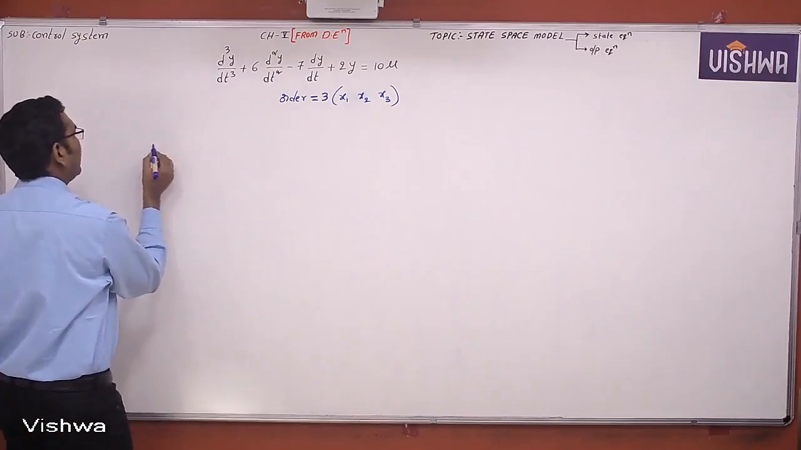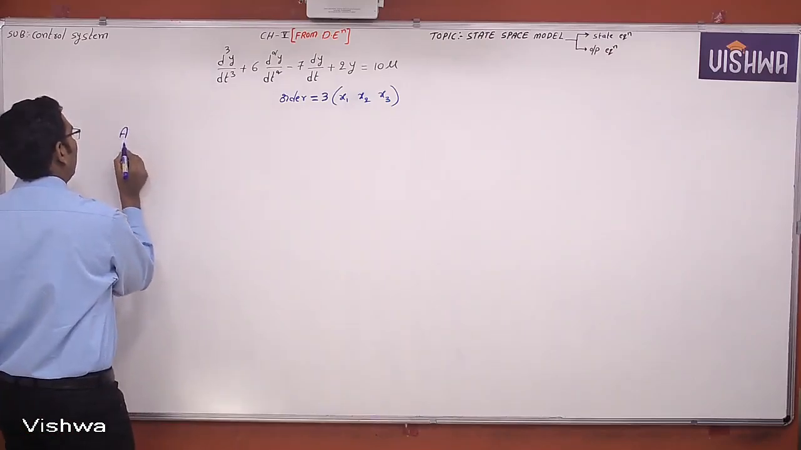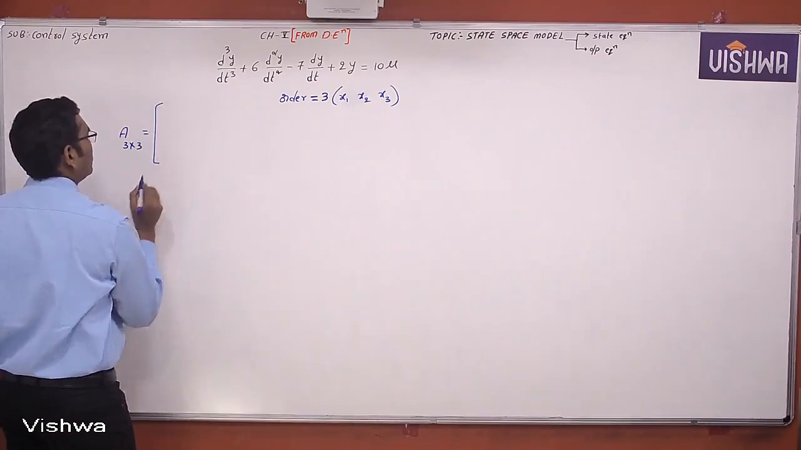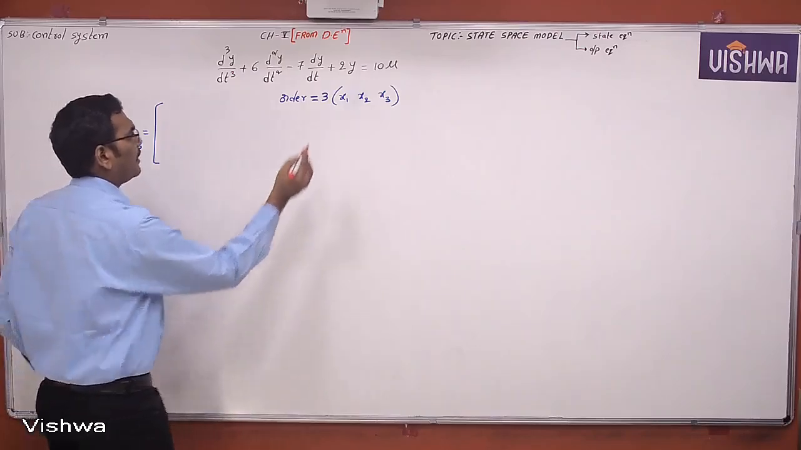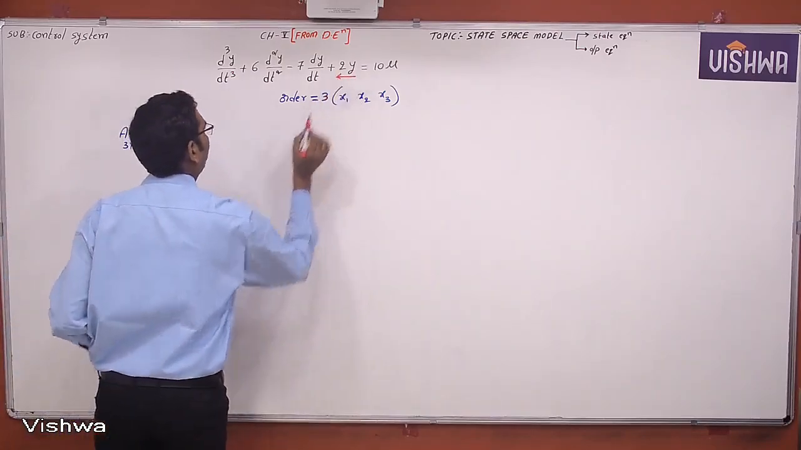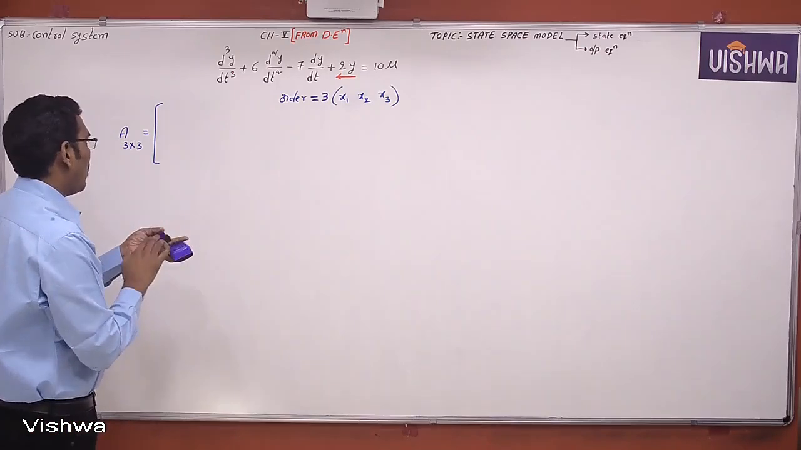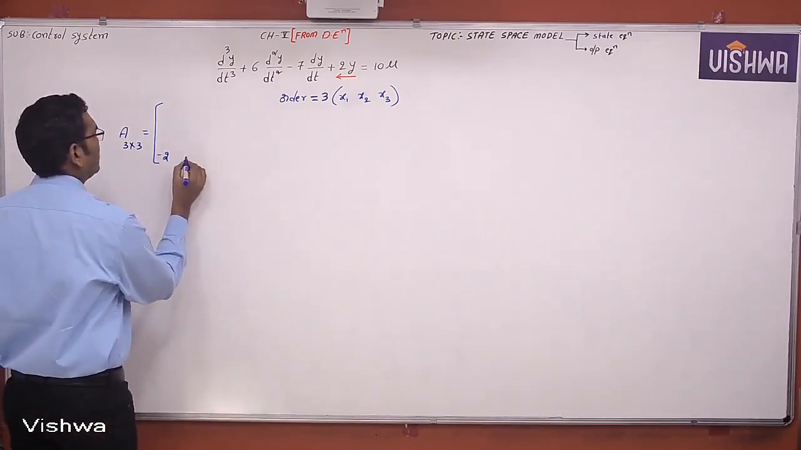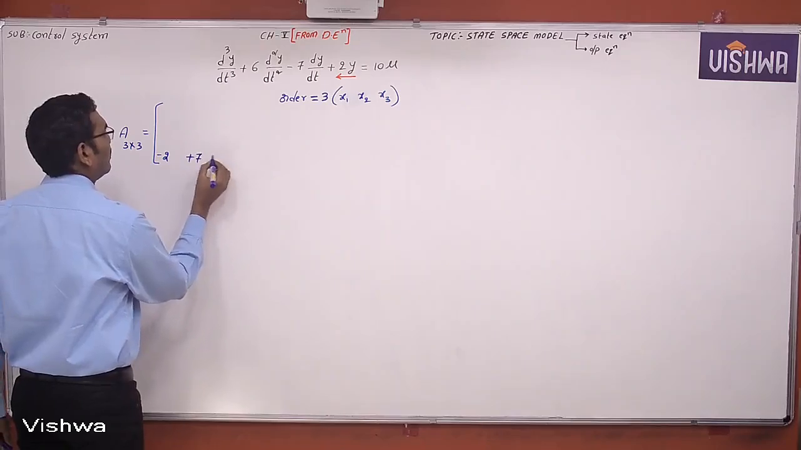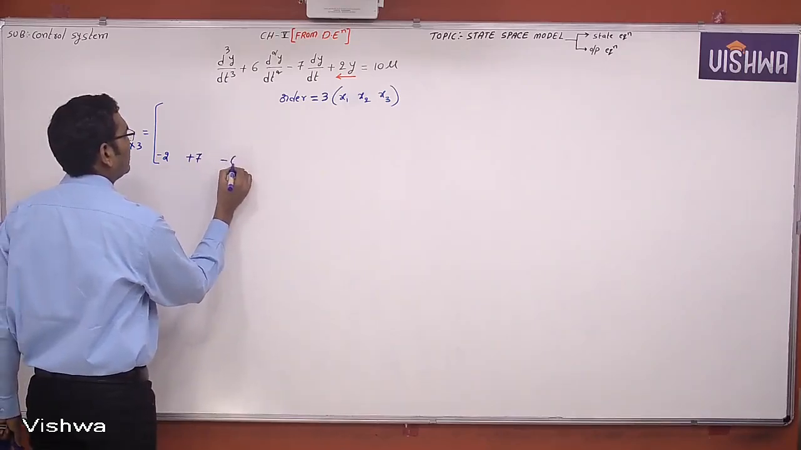Now you write directly, what is A matrix order? A matrix order is 3 by 3. What is the last row of A matrix? The last row of A matrix is moving from right hand side to left hand side. Take the coefficients with opposite sign. Plus 2 means minus 2. Minus 7 means plus 7. Plus 6 means minus 6.